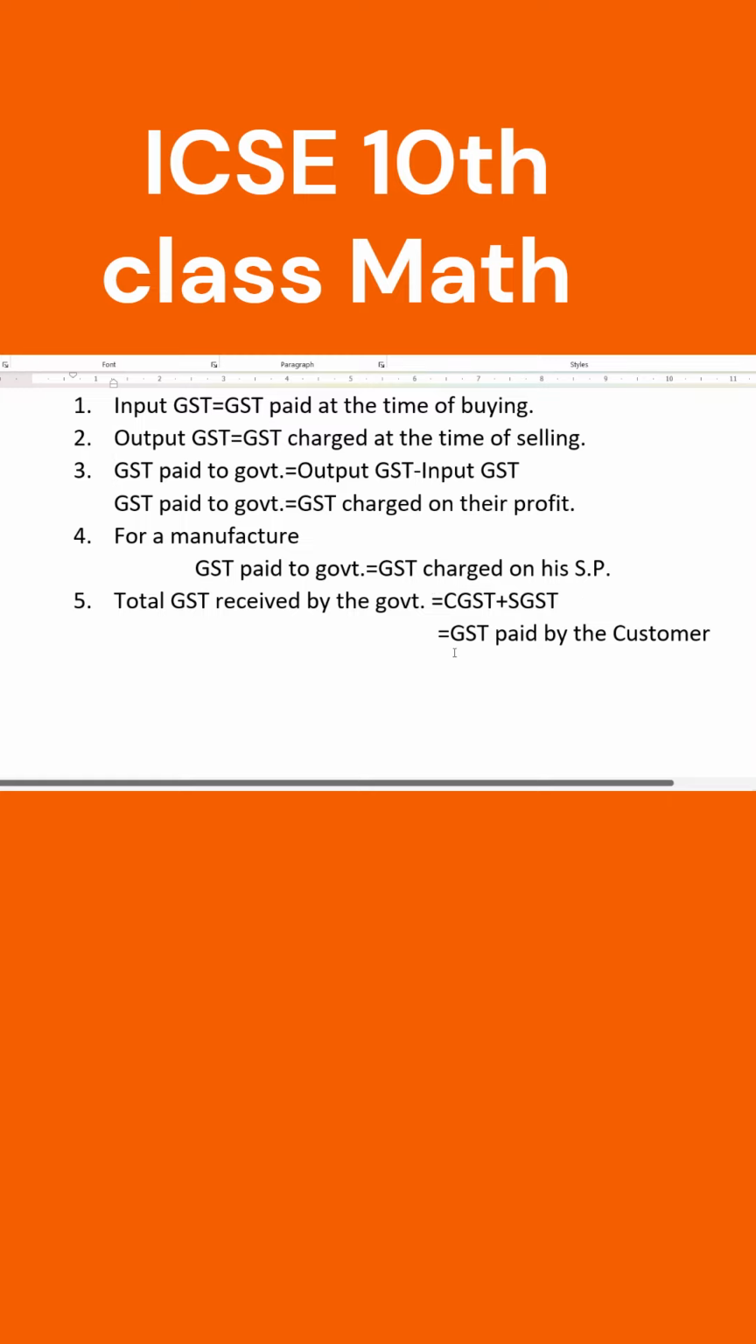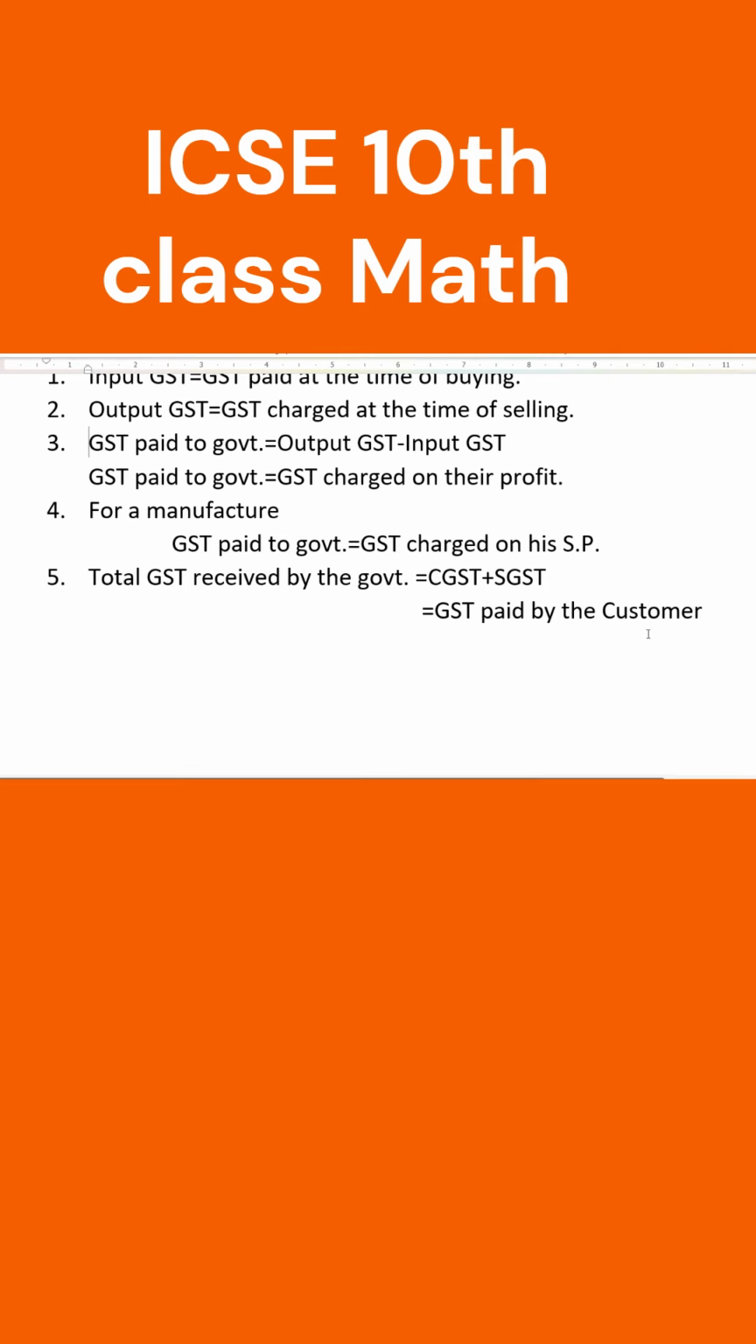What about the GST paid by the customer? If the question is what is GST received by the government or paid to government, and it is not asked about wholesaler, retailer or shopkeeper, then that is your GST paid by the customer. Total GST is your central GST plus state GST. Total GST is divided into two equal parts. If GST is 600, then CGST is 300, SGST is 300, equal.